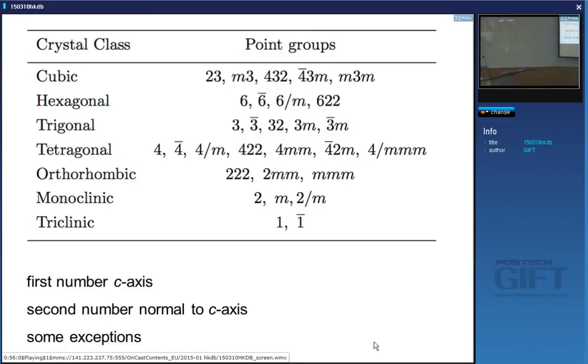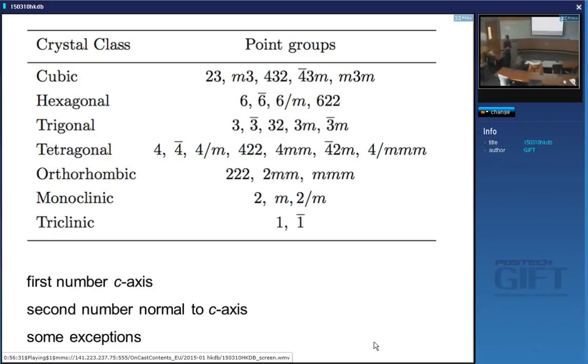In the case of the cubic system, the defining symmetry is four triads. And those triads are really important. So in the case of the cubic system, we look along z, which is a fourfold axis. But the second one refers to the triad. And the third one is along the x or y axis. Okay. But otherwise, these symbols are very, very simple.